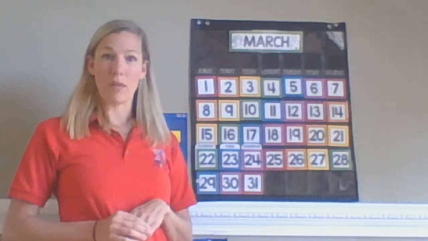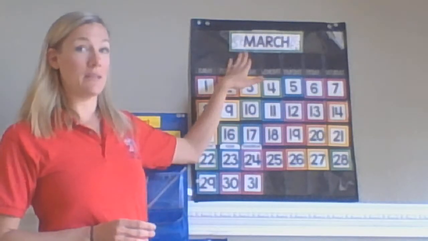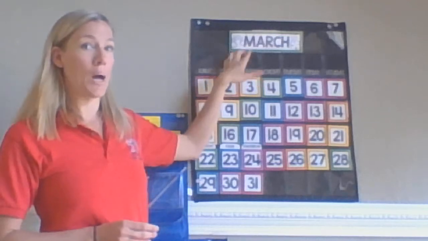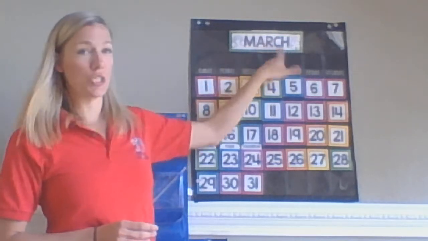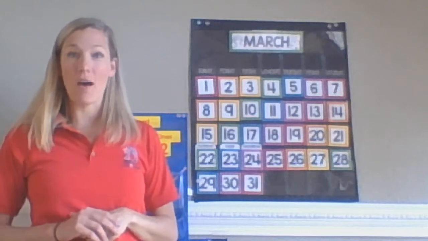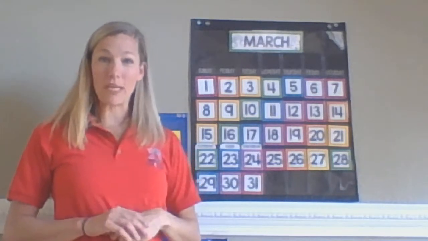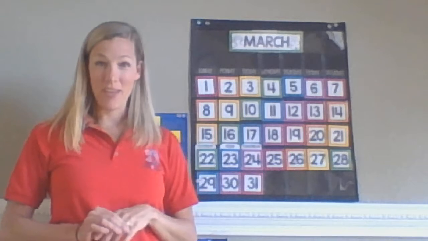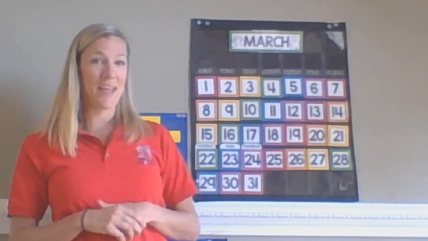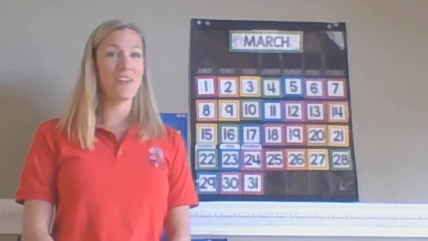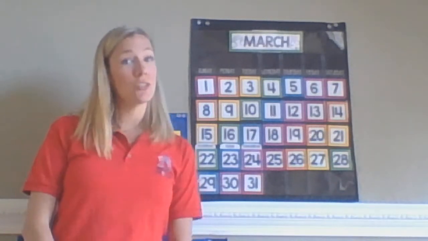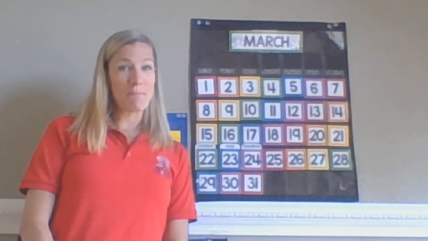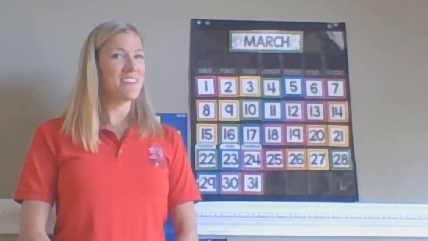So let's start with the month. I see the month starts with the sound arch, March. We are in the month of March. So we're going to say the months of the year. When you hear the word March, I want you to give me a thumbs up. Are you ready? January, February, March, and April, May, June, July, and August, September, October, November, December. Those are the months of the year.